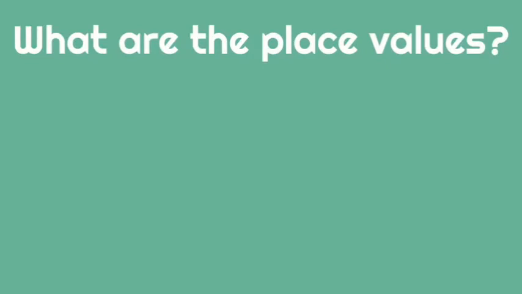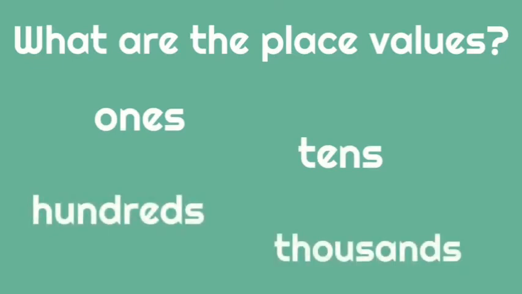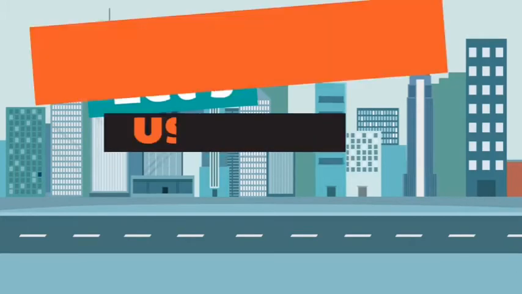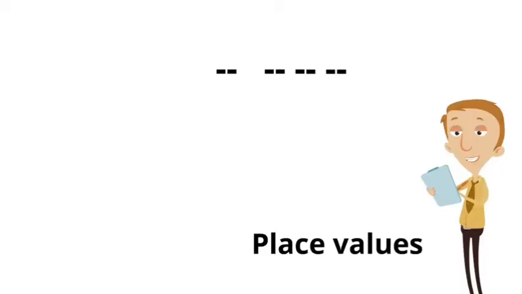What are the place values? There are so many place values, but in our discussion, we'll be looking at just 4 of them, which are ones, tens, hundreds, and thousands. Does that mean that that's all? No, there are so many, but we will be looking at only these for now. Do you understand? Now, these dashes are 4.